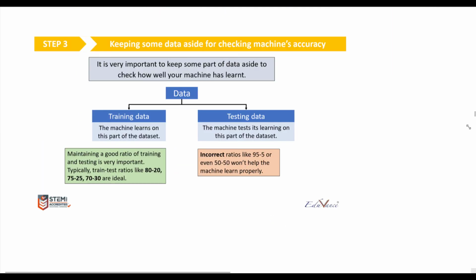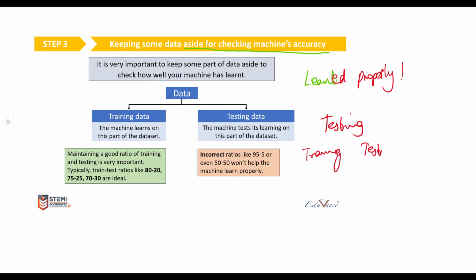Step number 3, it is very important that you keep some data aside for checking whether your machine has learned properly or not. So this is basically your testing data. If you remember, for Jimmy, there was some training data and there was some testing data. Similarly, for our machine, we have to split our data into 2 parts. One is the training data and one is the testing data.